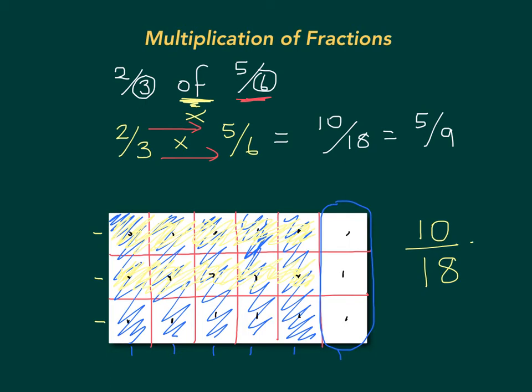So we can write our equivalent fraction. If we divide the numerator and the denominator by 2, we get 5/9. You can see our answers are the same. So I hope you can understand that part clearly.